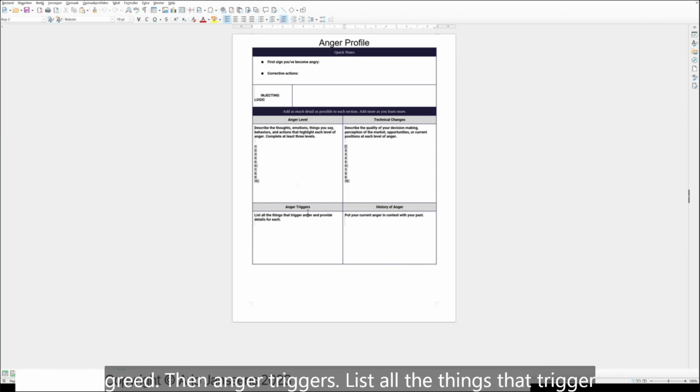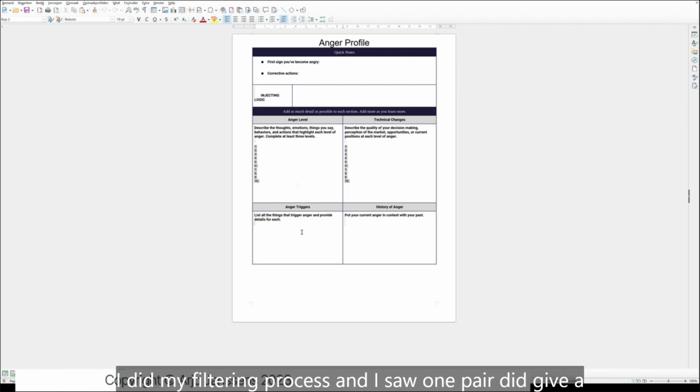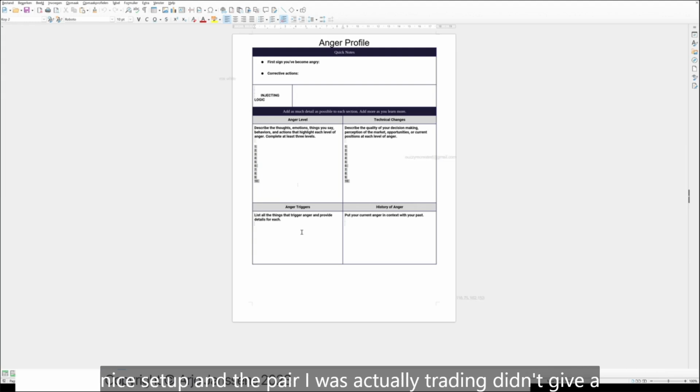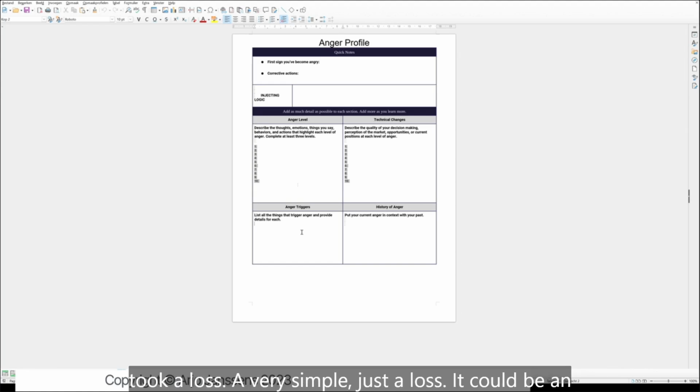Then, anger triggers. List all the things that trigger anger and provide details for each. Maybe it could just be, I did my filtering process and I saw one pair did give a nice setup, and the pair I was actually trading didn't give a nice setup and didn't play out, etc. So you get sort of angry, you get frustrated. Or it could be, all right, I took a loss. Very simple, just a loss could be an anger trigger for you.